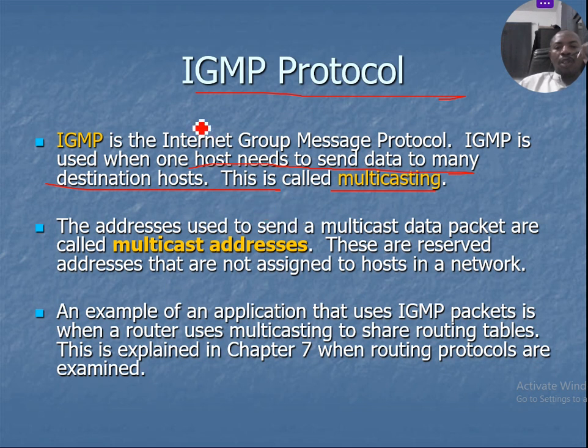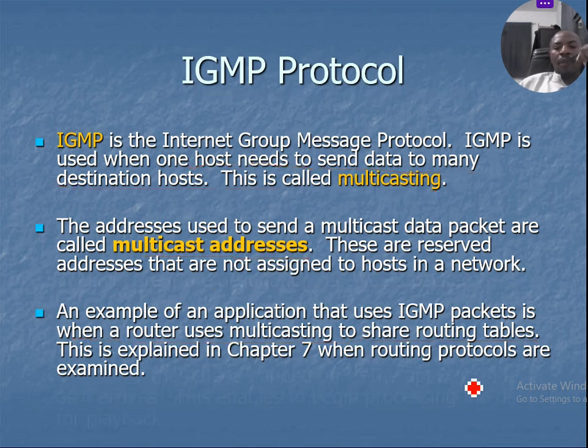Okay, so we use this IGMP protocol. The addresses used to send the multicast data packet are called the multicast addresses. These are reserved addresses that are not assigned to the host on the network. They are specifically used to send multicast messages to the destinations. Now, an example of application that uses IGMP packets is when a router uses multicasting to share routing tables. This is a very good application of it. This is when an IGMP protocol is put in motion.